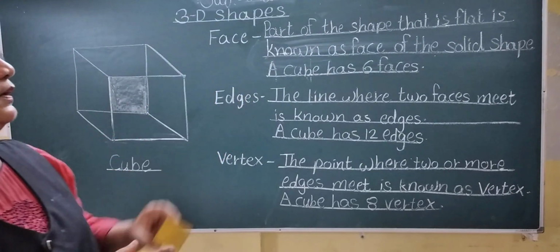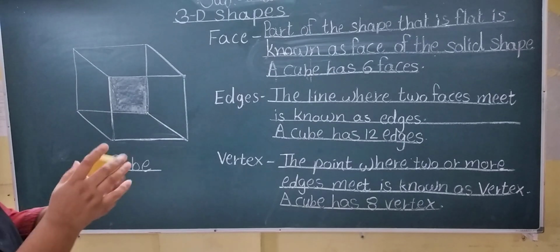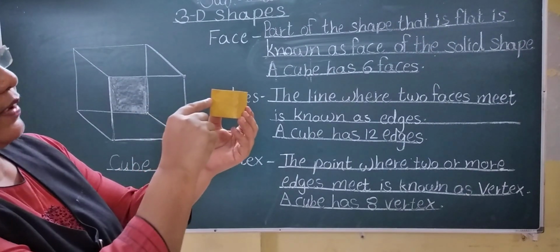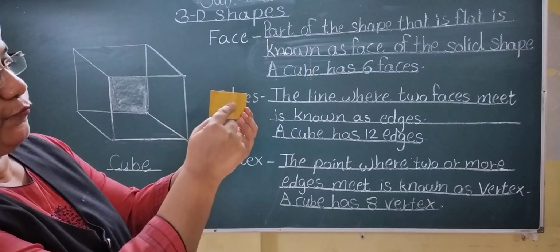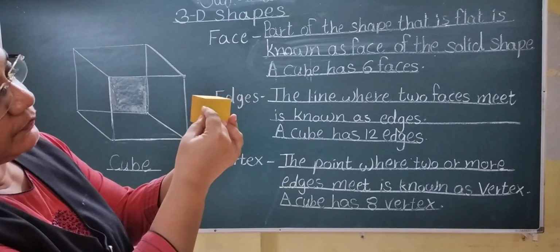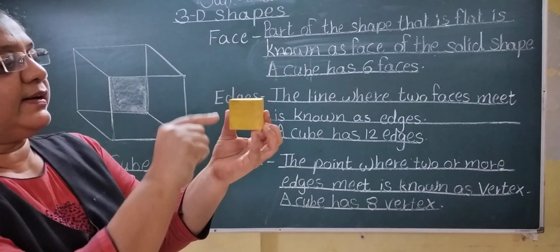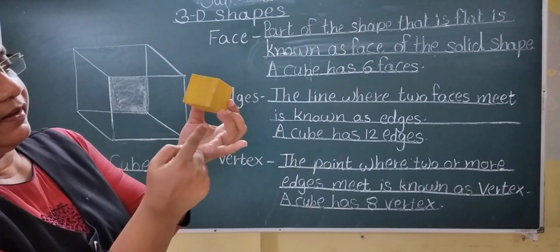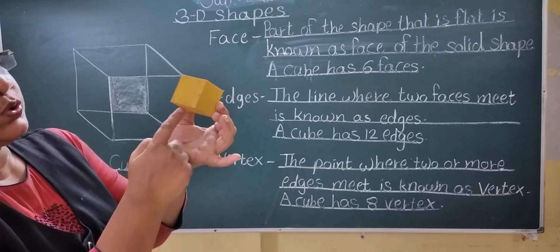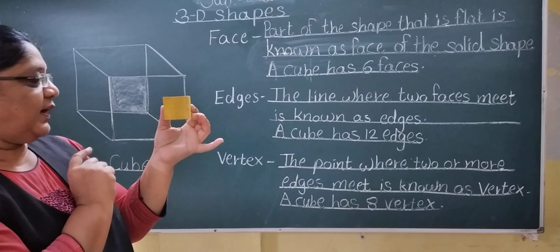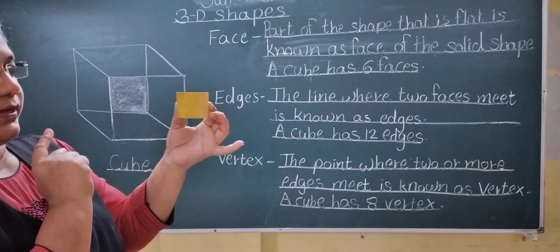Understood? Now the cube has 12 edges. See here, 1, 2, 3, 4, 5, 6, 7, 8, 9, 10, 11, 12. How many? 12 edges. Okay, the cube has 12 edges.